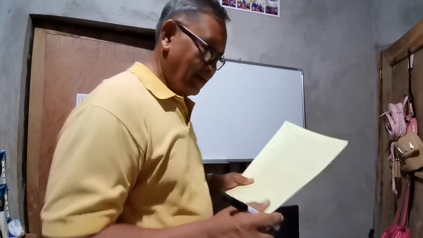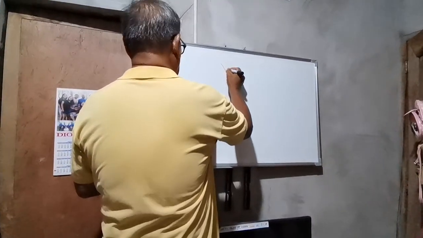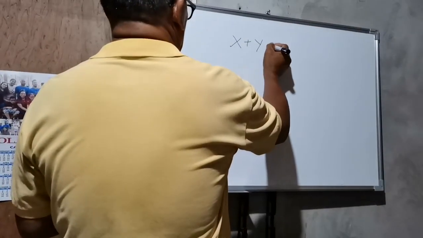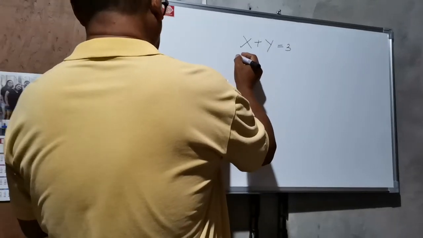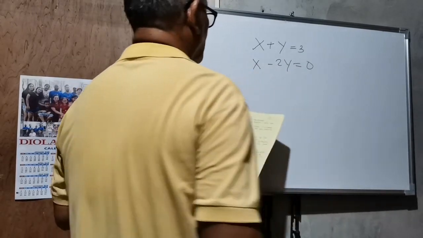Our subject for today is solving systems of linear equations with two variables using elimination method. We now have to solve two linear equations that are intersecting with each other. Here are the two linear equations. One is x plus y equals 3, and the other one is x minus 2y equals 0.